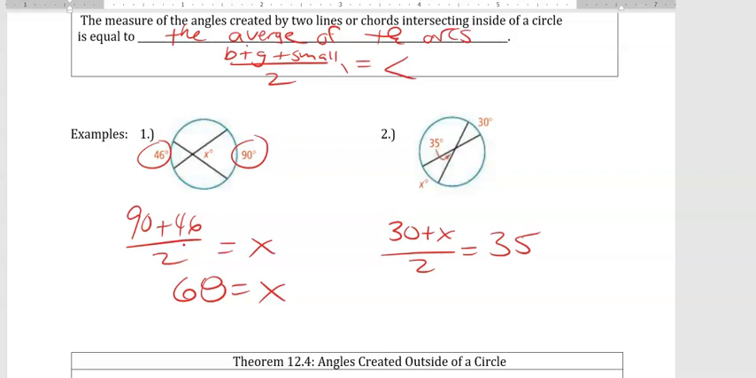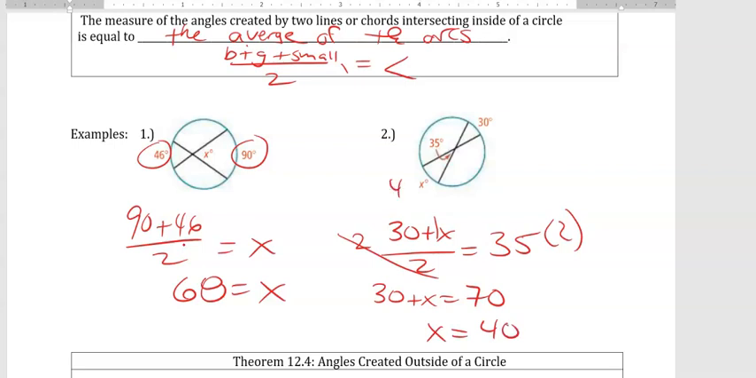Now 30 is divisible by 2, but the 1 on the 1x is not easily divisible by 2, so I would not go over and divide both those by 2. What's a different algebraic way to get rid of that 2? Multiply by 2, multiply by 2, and that gives me 30 plus x equals 70, and when you solve, you get x equals 40 degrees.